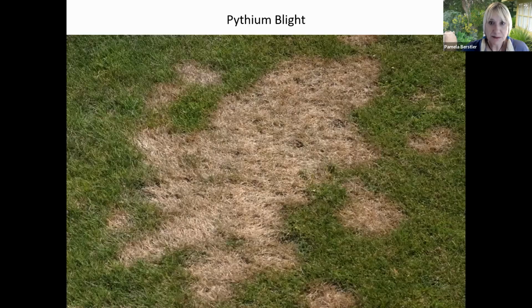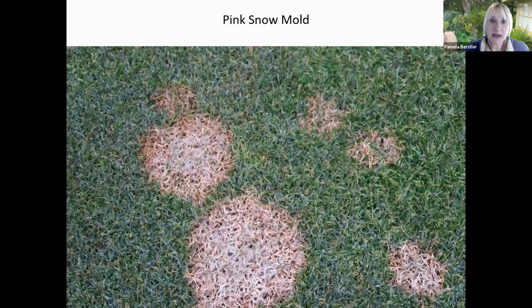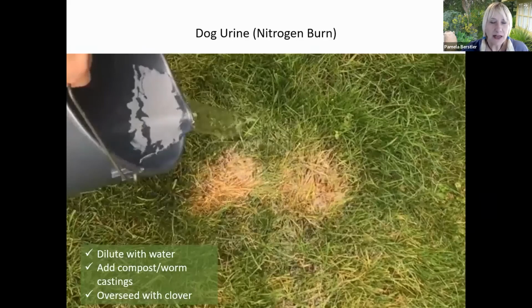Here are some invaders: Pythium blight, snow mold. Oh, pink snow mold. Ooh, I don't love that. Dog urine. Those dogs, they're invaders, but they do nitrogen burn. So we include this slide because you would be amazed how many people want to know what to do about nitrogen burn. I mean, dilute it with a little water and put down some compost ASAP. And again, your problem is because you have a monoculture. If you had a polyculture here, it would be less likely to show that kind of damage.